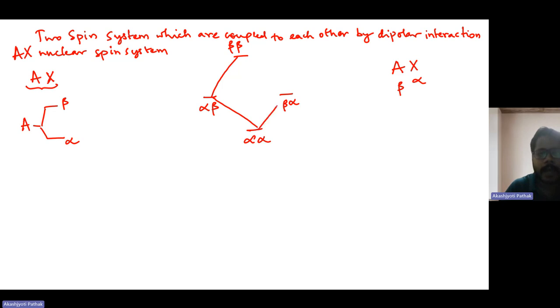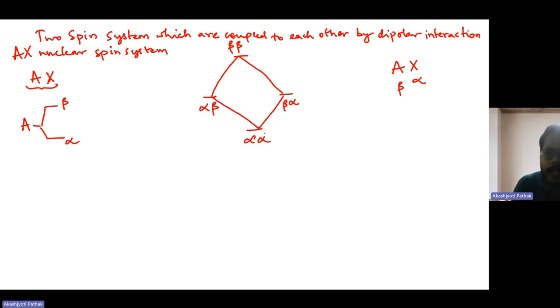Okay. So let's connect these four energy states, because when a radio frequency pulse is applied to this two spin nuclear system, and since they are coupled to each other by dipolar interaction, the nuclear population between these spin states can exchange with one another because of the transfer of energy from A to X or X to A.